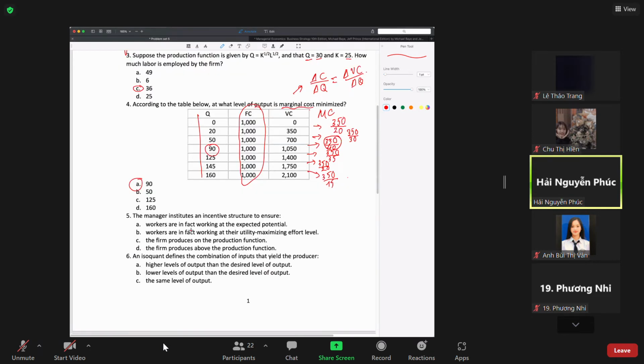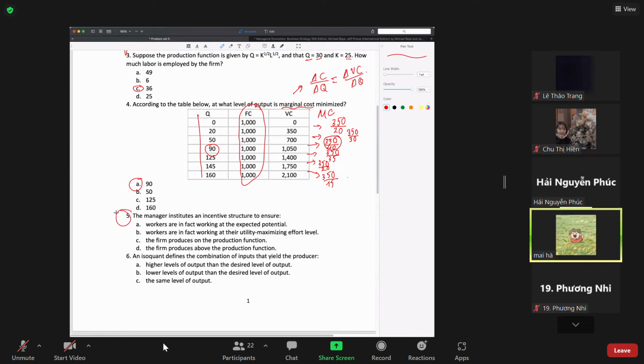Now let's have question number 5. C. The manager institutes an incentive structure to ensure that. Sorry, I did not hear you. C. Yeah, that's correct. C is correct.